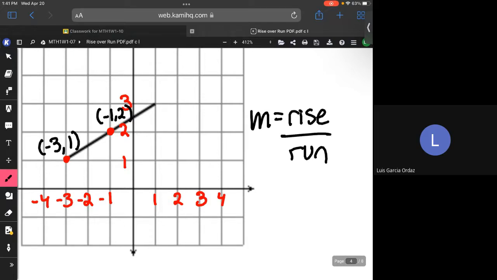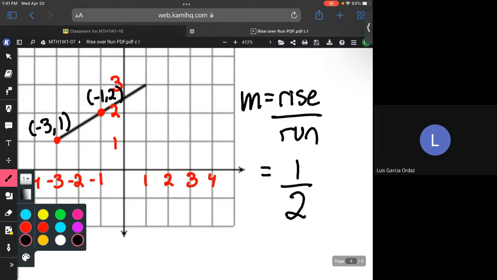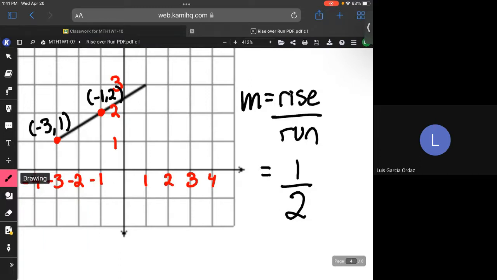Gian, what's the slope? 1 over 2. So my rise is 1, so I go up 1. Let's do purple. I go up 1, and then I go 2 to the right. Any questions?